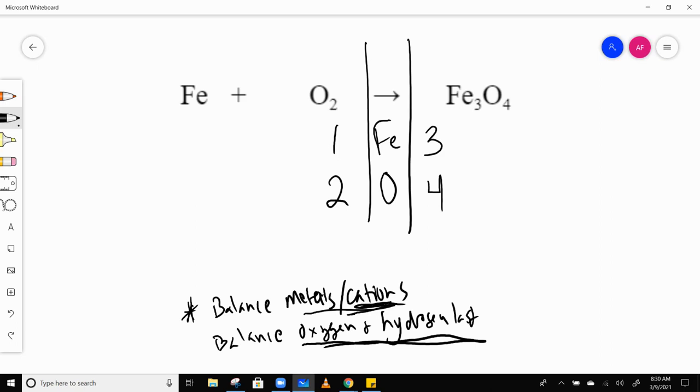Okay, so here, and this one happens to work out pretty easily, but whatever. So here we have iron needs 3 here. Okay, so we need 3 irons here, so we're going to put a 3.